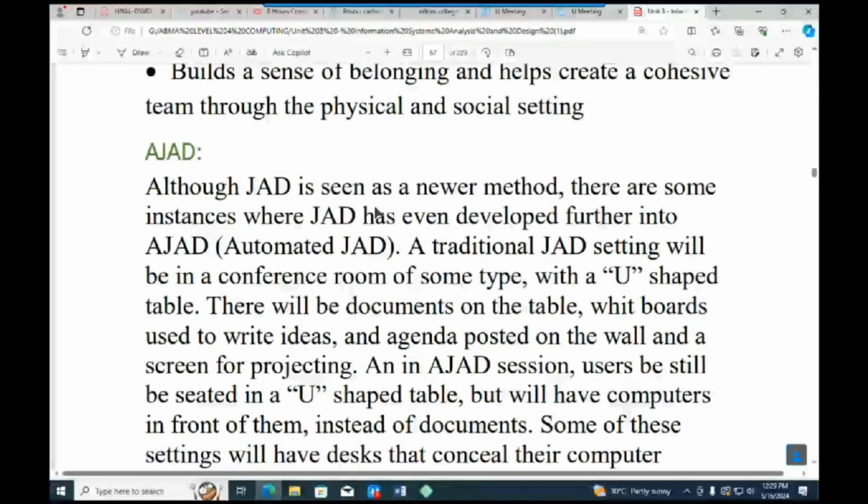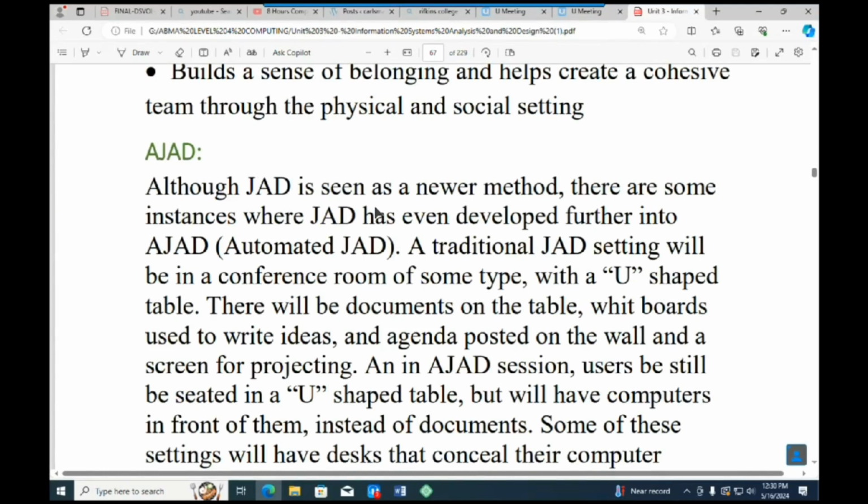So as much as we can see, the joint application development is a method that works, and a method that is actually better and improved as compared to the traditional methods.